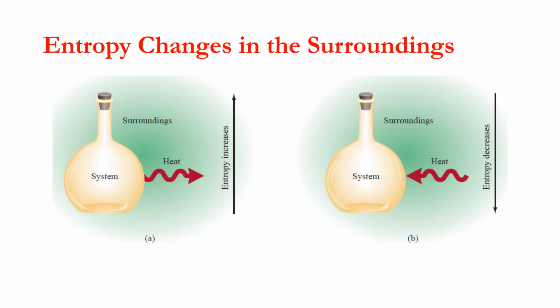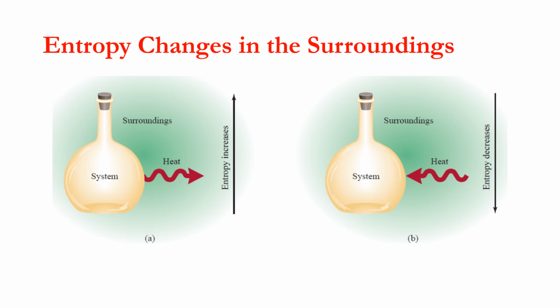Let's consider these situations. You will see in letter A that the system is giving off heat to the surroundings. That heat given off by the system to the surroundings results in an increase in entropy in the surroundings, because, as we have emphasized in the previous slides, heat causes an increase in entropy because of the increase in microstates. The higher the temperature, the higher the kinetic energy, the higher the degree of movement for the particles. On the other hand, in letter B, you will see that heat is being absorbed by the system from the surroundings.